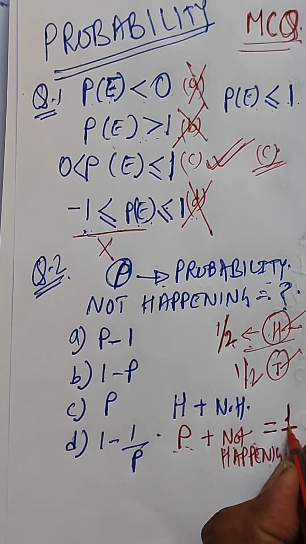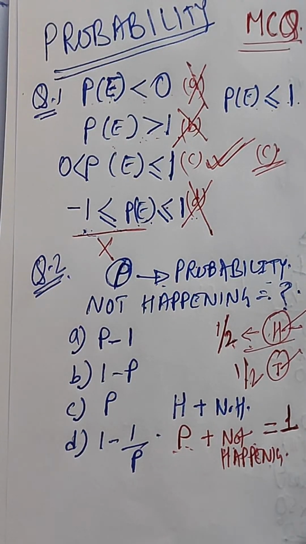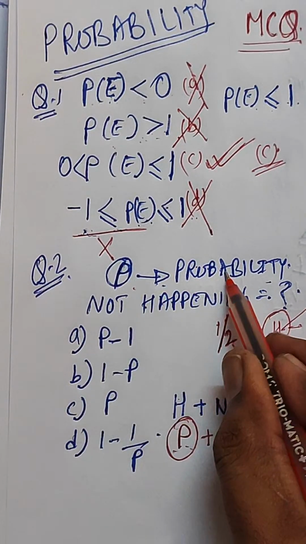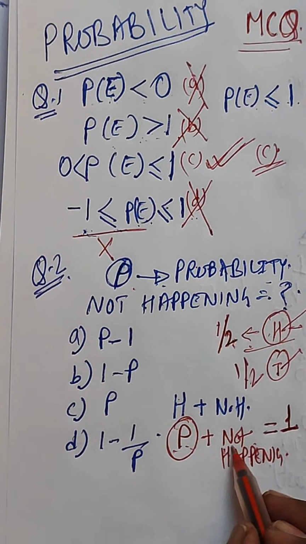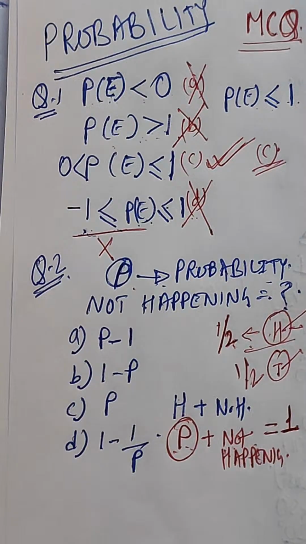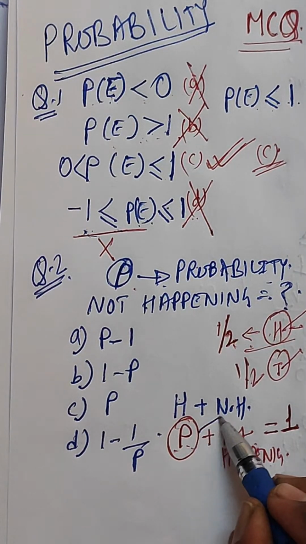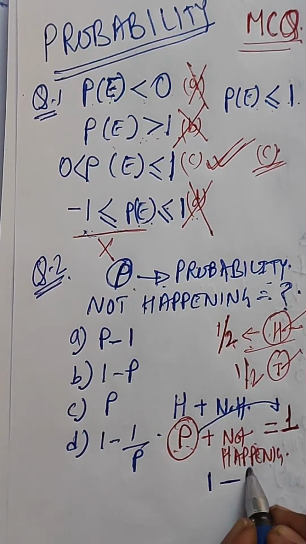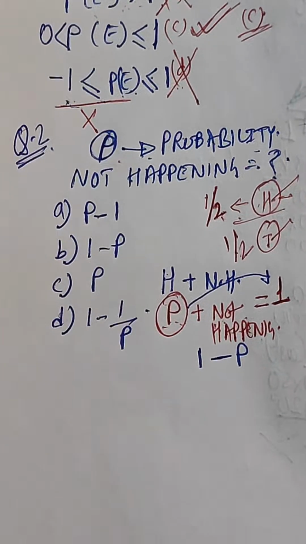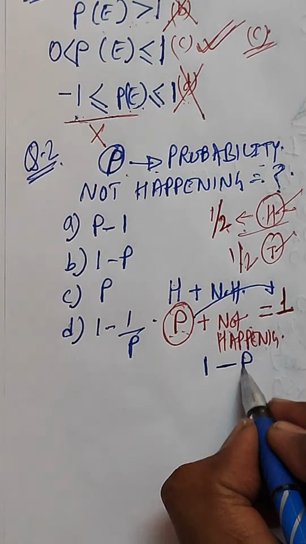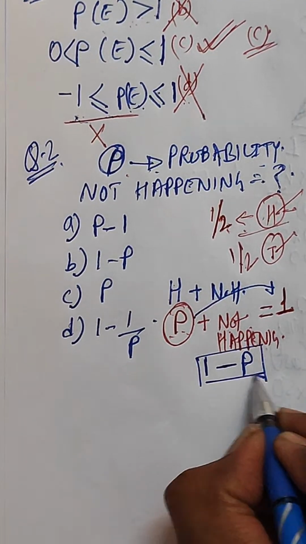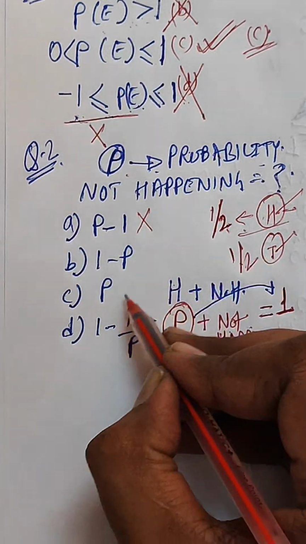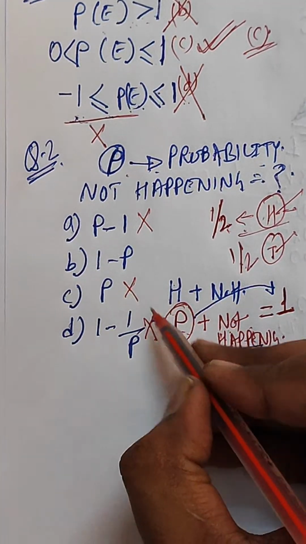1, that means 100%, right? So if P is the probability of happening, which is given to you in this question, then not happening can be calculated. Just shift this P from LHS to RHS, then we will get 1 minus P as your answer. So here you can see option A is wrong, C is wrong, D is wrong, and the correct option is option B.